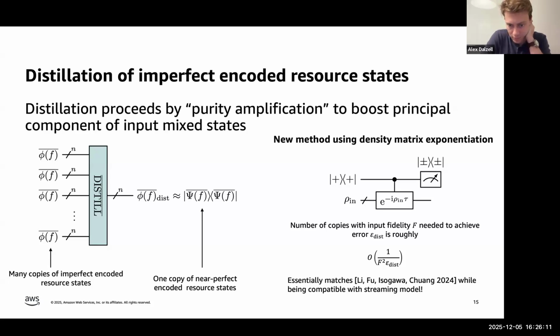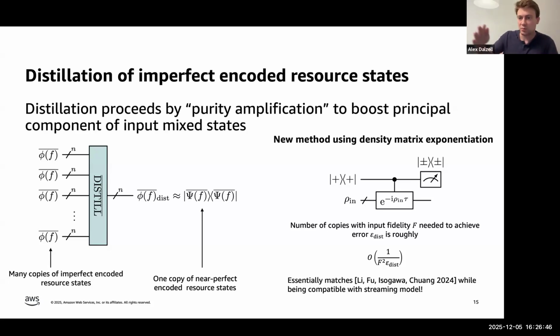Now, there's a lot of details to work out on how to do this. The main tool is quantum principal component analysis, which approximates this exponential of rho n using many copies of rho n. And in the end, we're able to show that if the states rho n have initial fidelity f with the state we want to create, then the total number of copies one needs is 1 over f squared times 1 over the target distillation error.